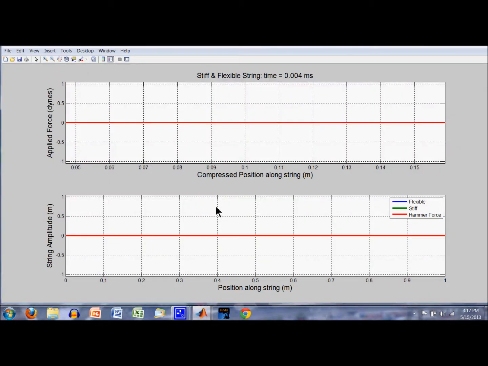Okay, here's our graph. We're going to plot the applied force via the hammer on this axis. You see, this is a compressed view up here because here's the center point. 0.1 meters is where we're going to strike the wire. Here's a picture of the whole wire of 1 meter long, and right here's where we're going to strike it. And on this bottom graph, we're going to watch the flexible string and the stiff string.